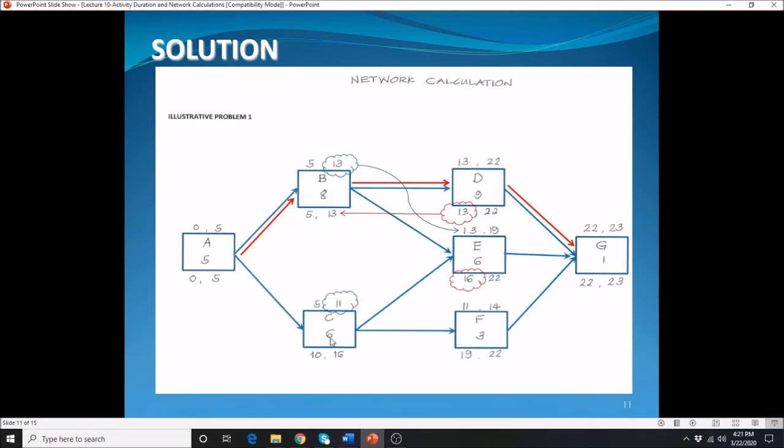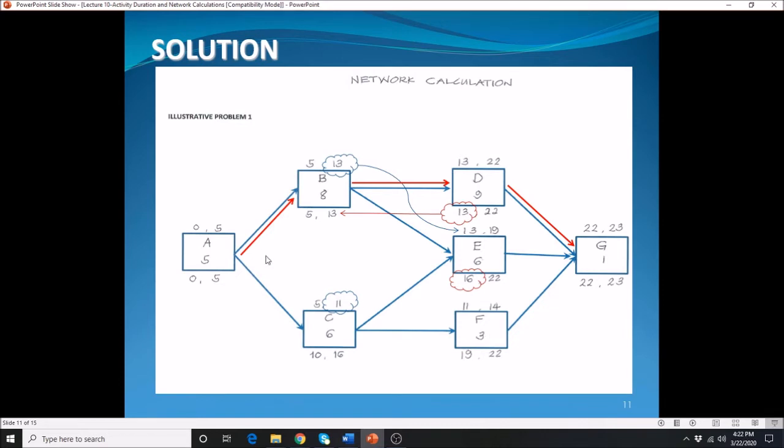By looking at the table, you will notice here that your activity E needs to follow both your activity B and your C. Your activity D will follow only your B, and your activity F will follow only your C. And then we have the last activity, which will follow all your previous activities D, E, and F.